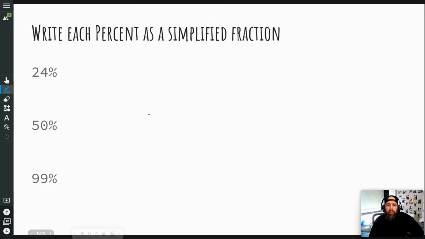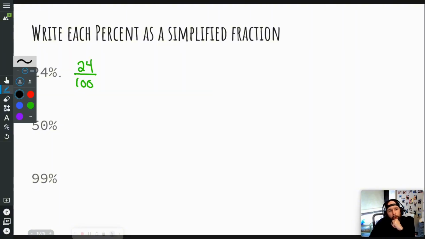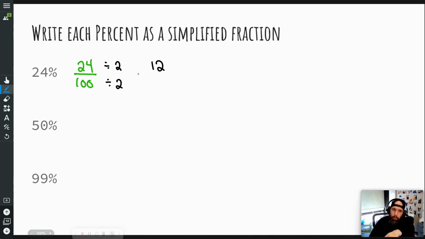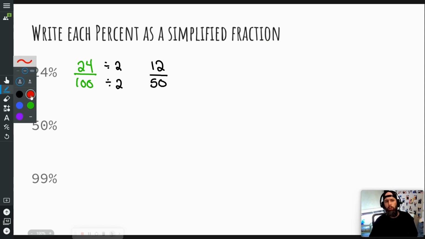Write each percent as a simplified fraction. So 24% is 24 out of 100. Those are both even, so I could divide them both by 2. So I'll divide the numerator by 2 and the denominator by 2. 24 divided by 2 is 12, and 100 divided by 2 is 50. Now, if you did this on your own and realized, why did you divide by 2? You could have divided by 4.